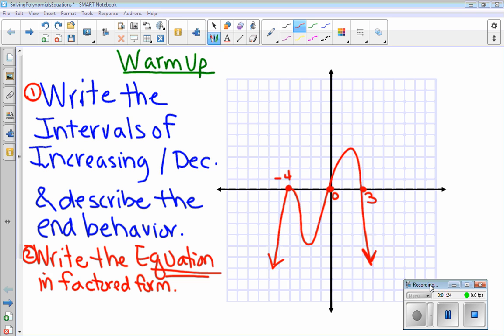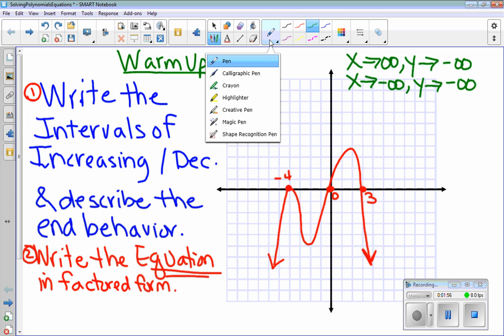All right, so let's start by talking about the intervals of increasing and decreasing and end behavior. As x goes to positive infinity, what does y do? As x goes to the right, what does y do? Goes to negative infinity. And as x goes to the left, or as x goes to negative infinity, what does y do? It also goes to negative infinity. So that would be how we would describe the end behavior. Good.